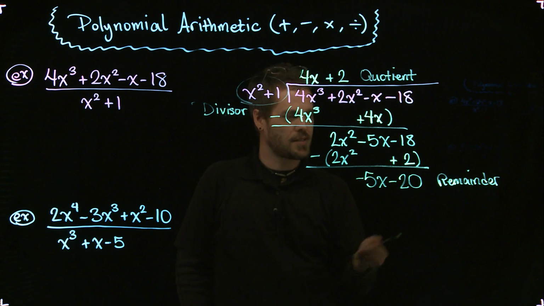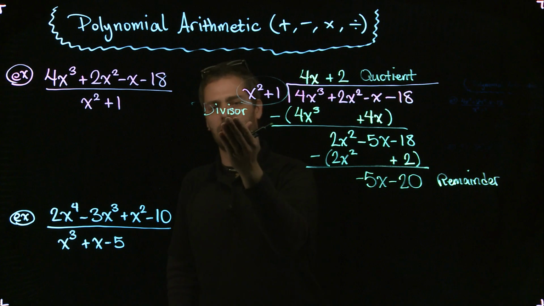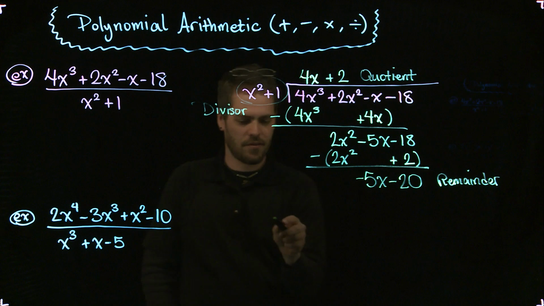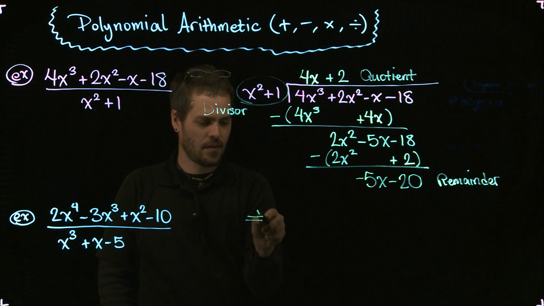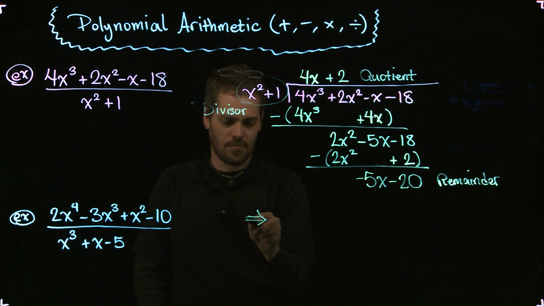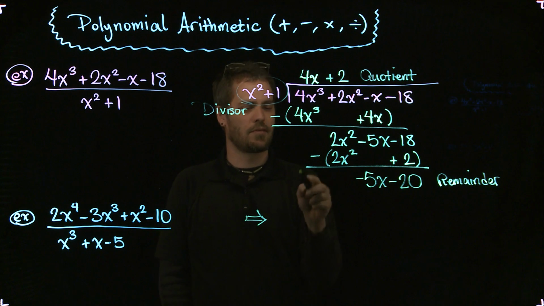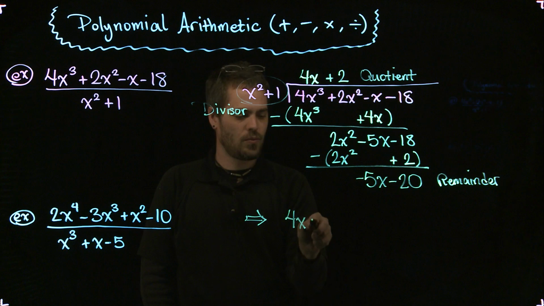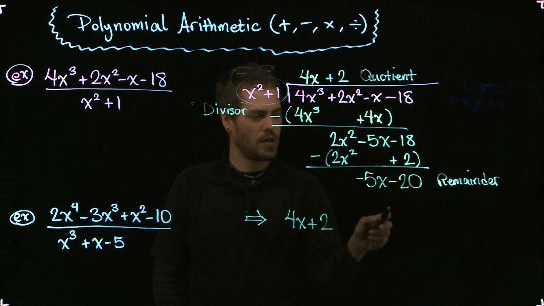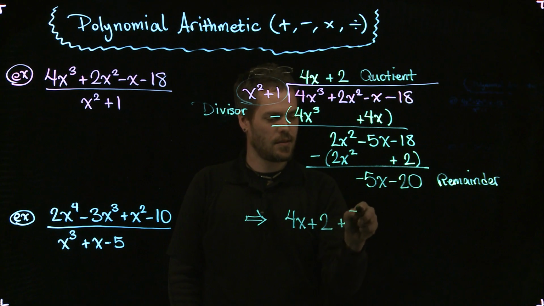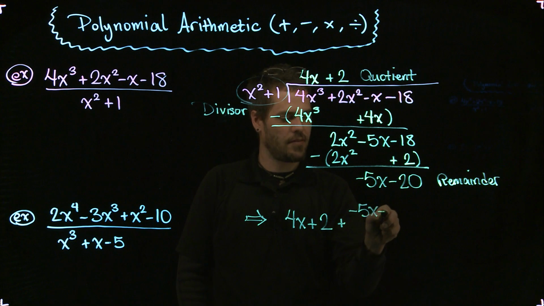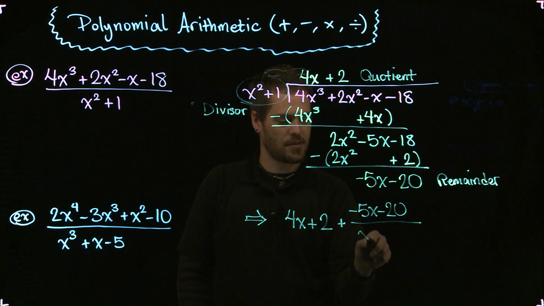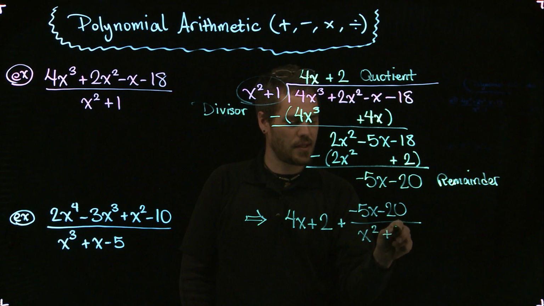Okay. So when we're dividing, top divided by bottom, A divided by B, we always end up with the quotient plus the remainder over the divisor. So that I can say my division comes out to the following. Quotient plus remainder over divisor. I get 4x plus 2 plus negative 5x minus 20 all over my divisor, x squared plus 1.